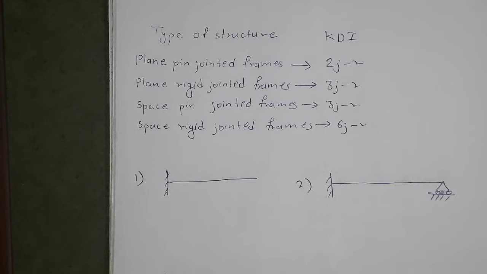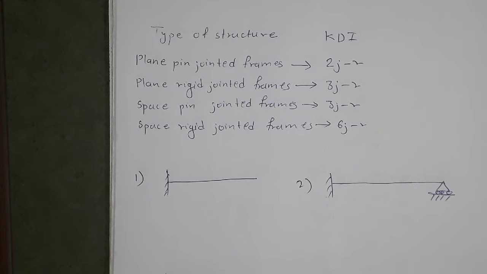For different types of structures, there are different formulas for KDI. For pin jointed frames, that is trusses, KDI will be equal to 2J minus R, where J is equal to the number of joints and R is equal to the number of reactions. Plane jointed frames is nothing but the trusses.